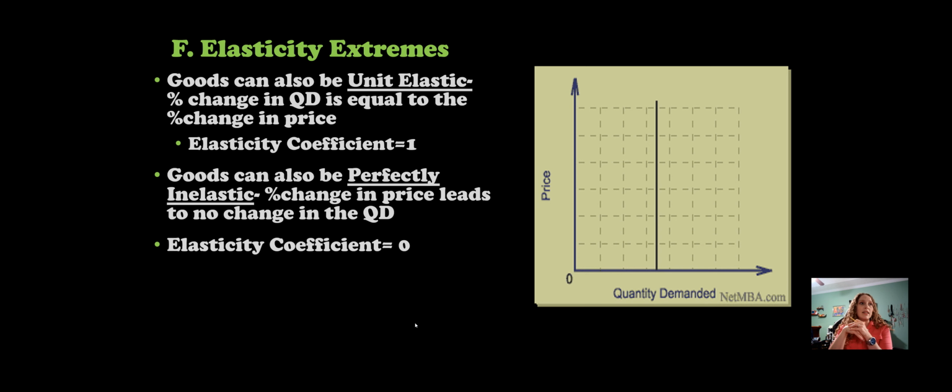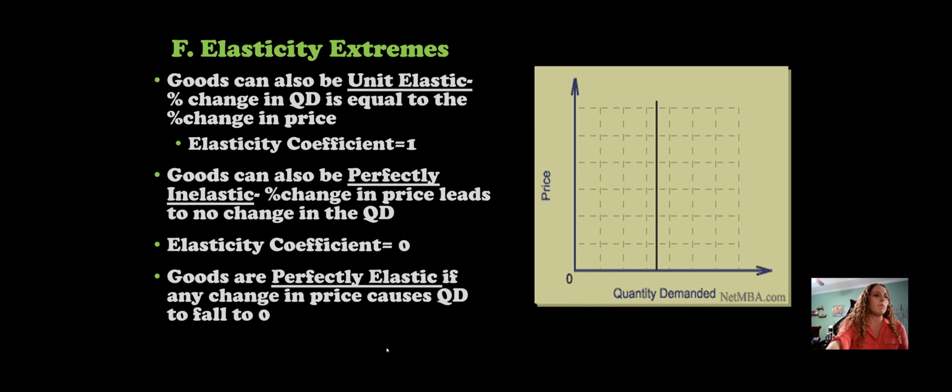If the elasticity coefficient is 0, that is the elasticity coefficient for goods that are perfectly inelastic. So we talked about if it's 1, that's unit elastic. If it's greater than 1, that's elastic. Less than 1, it's inelastic. But if it is 0, what that means is when the price increases by 1%, the quantity demanded is going to decrease by none; it's going to be the same that it was the first time.